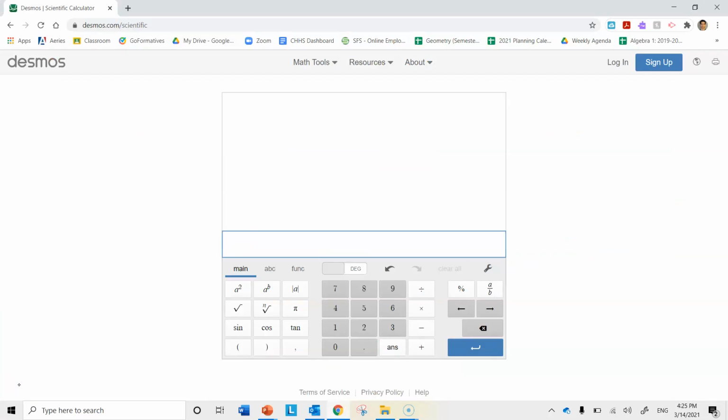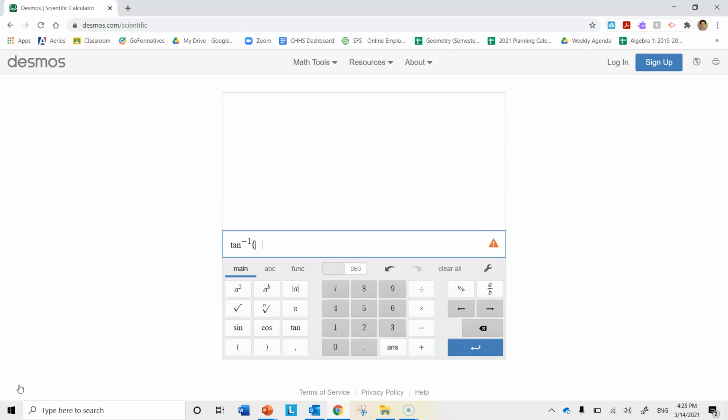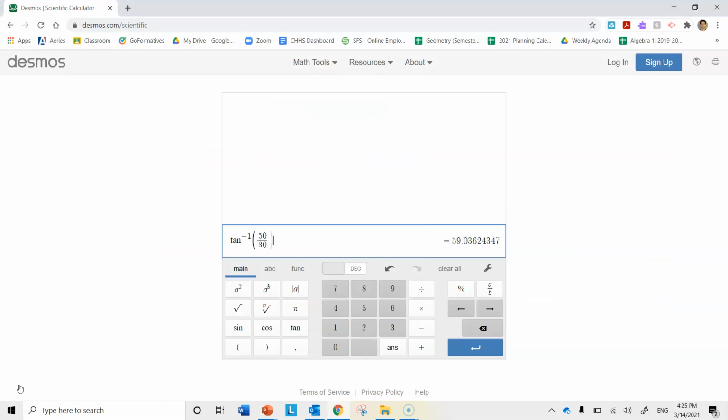So clear, how do I get tangent inverse? I hit func for function. Tangent inverse is there. Go back to the main. And then it was 50 divided by 30. Let me just make sure it was 50 divided by 30. I always like to make sure, since we're going back and forth.